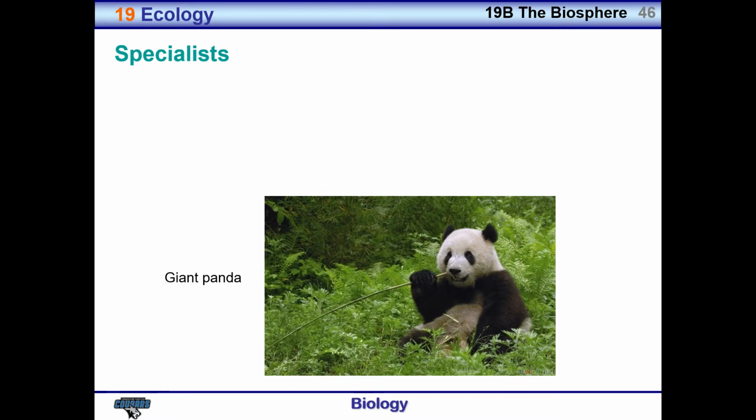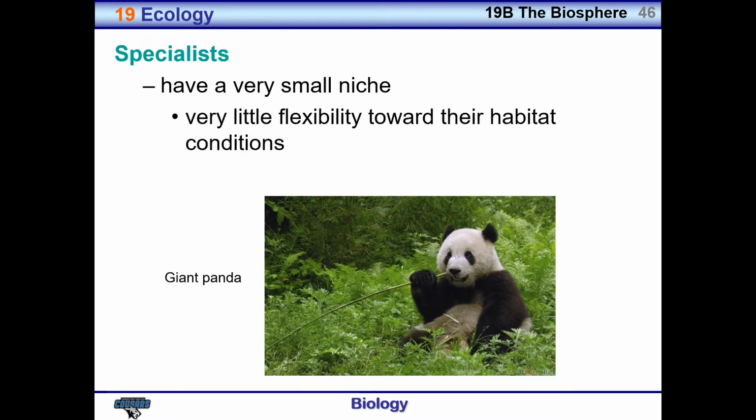If they're not generalists, then they may be specialists, and these have a very small niche, and they don't have much flexibility in their habitat conditions, such as this giant panda. The giant panda feeds just on eucalyptus, and so it's very rigid in where it can live, and so it won't live where its food source is not present. Okay, so their food preferences are very narrow. So that would be a specialist.